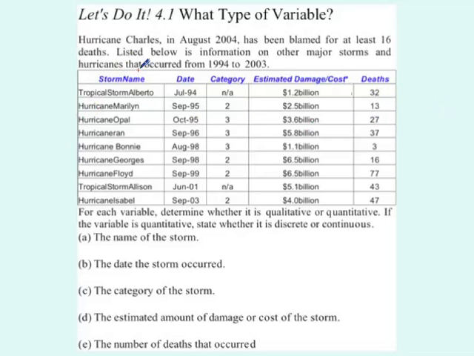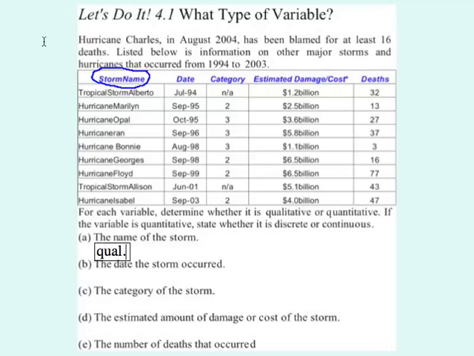So the first thing they're going to want to know is storm name. That's the first one they want us to look at. So what is the storm name? Well, hopefully you see the storm names are categories, okay? And since the categories are qualitative, those must be qualitative variables, okay?